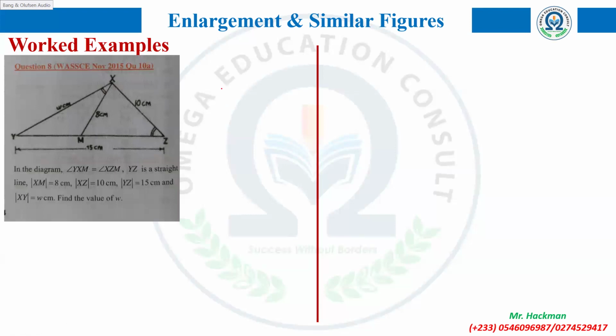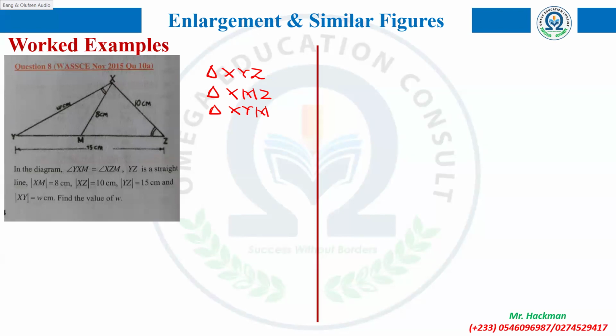So one triangle is triangle XYZ. Another is triangle XMZ. Then I have triangle XYM. These are the 3 triangles. But usually, 2 of them will be similar. So now it is our duty to identify the similar triangles.